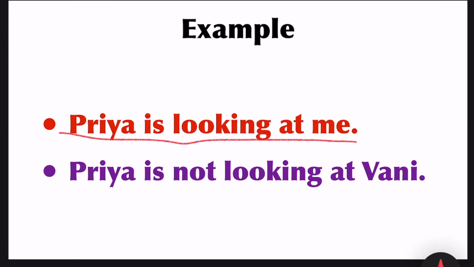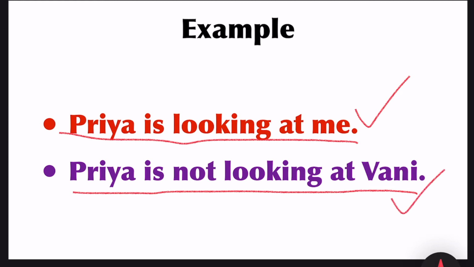Look at this example. Priya is looking at me. At present, Priya is looking at me. Priya is not looking at Vani. She is not looking at Vani. This is a positive sentence in present continuous tense, and this sentence is in negative.